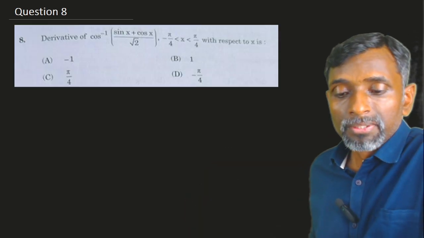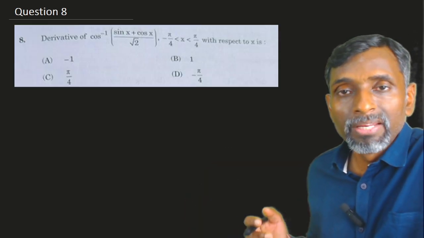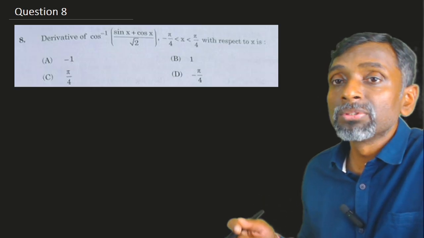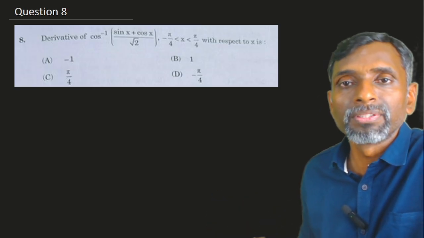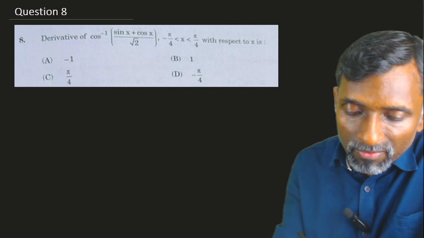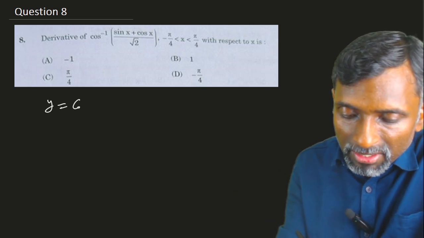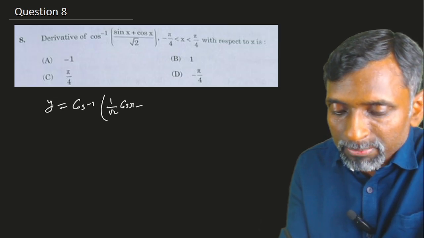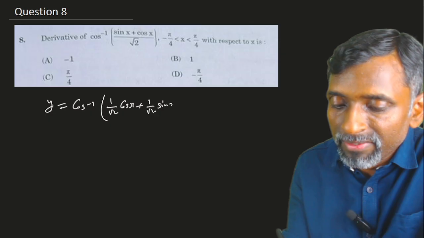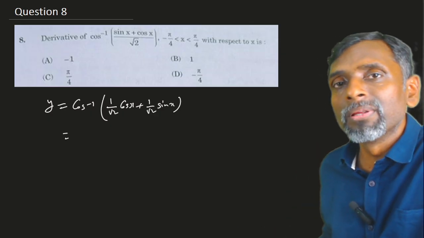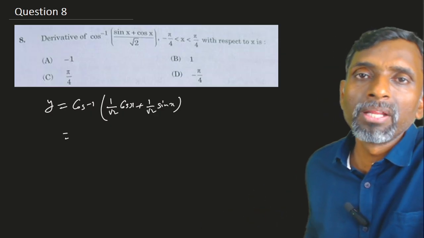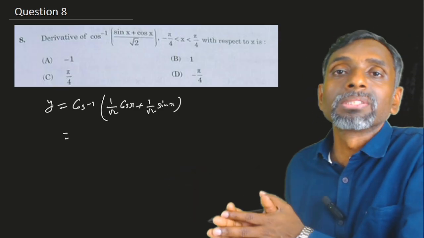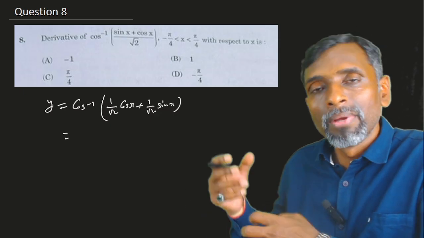Okay, 8th question. Now, this is the question based on the derivative, but the important thing in every inverse trigonometric function is to simplify the bracket first before differentiating. It will be always better. So, for example, in this question, we can consider y is equal to cos inverse 1 by root 2 multiply cos x plus 1 by root 2 multiply sin x. We are just arranging the term because we need to simplify this inverse trigonometric function, and we should eliminate cos inverse with the cos, so that we will get the simplified form, and then we can differentiate in the final step.